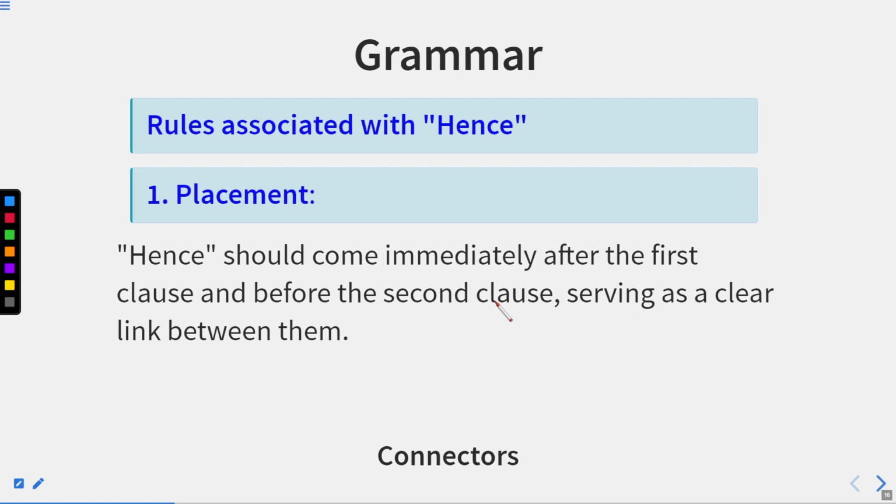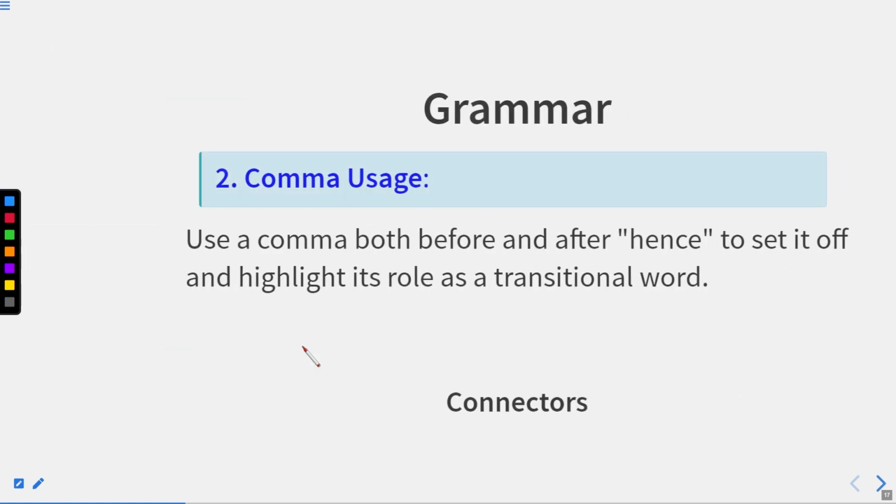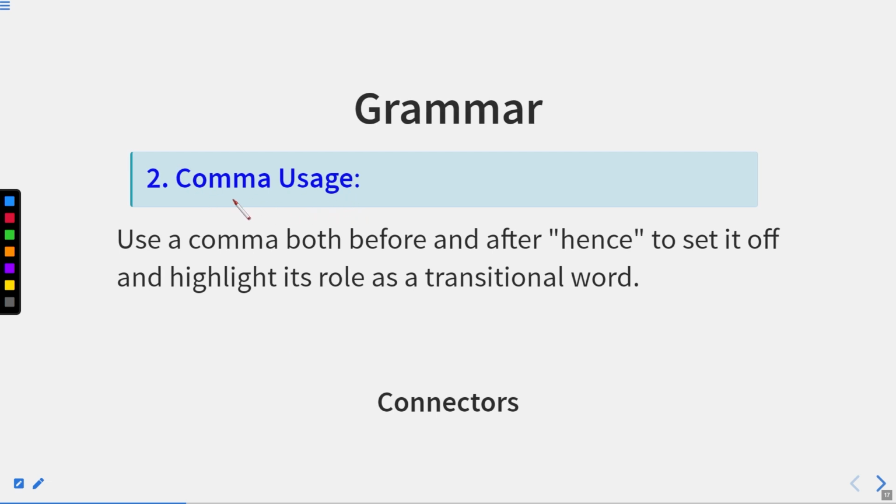Now, rules associated with hence. So first of all, placement, or you can say the position of the word hence, where it can be. Hence should come immediately after the first clause and before the second clause, serving as a clear link between them. It means it should come in between of the sentence. Comma usage. Use a comma both before and after hence to set it off and highlight its role as a transitional word.